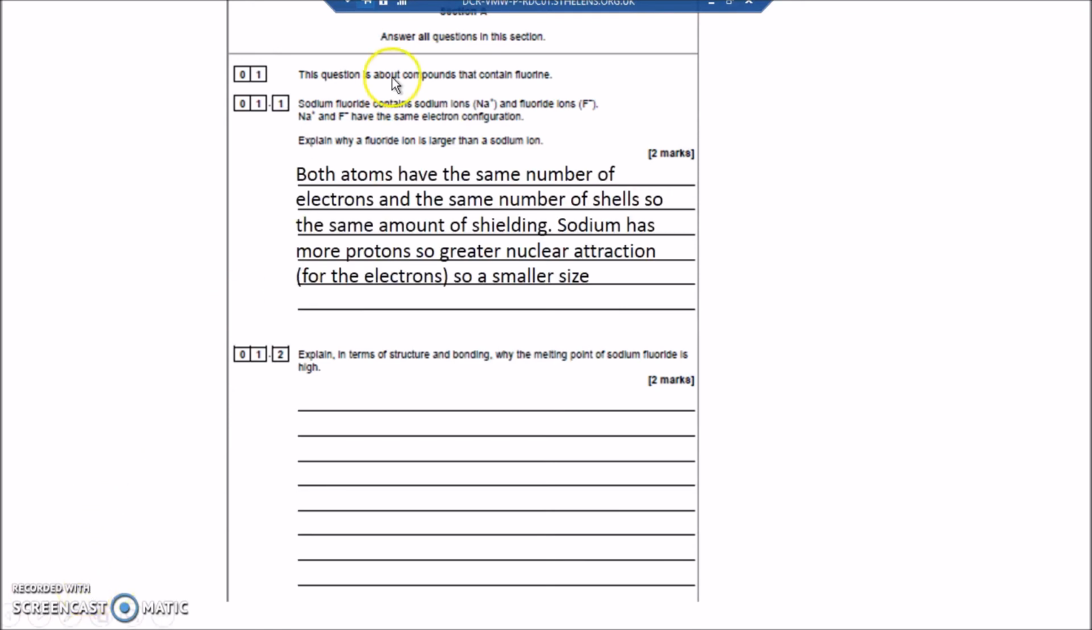Well, if both ions have the same electron configuration, they've got the same number of electrons, same number of shells, so the same amount of shielding. Sodium has more protons, however, so it's got a greater nuclear attraction, therefore a smaller size. Explain in terms of structure and bonding why the melting point of sodium fluoride is high.